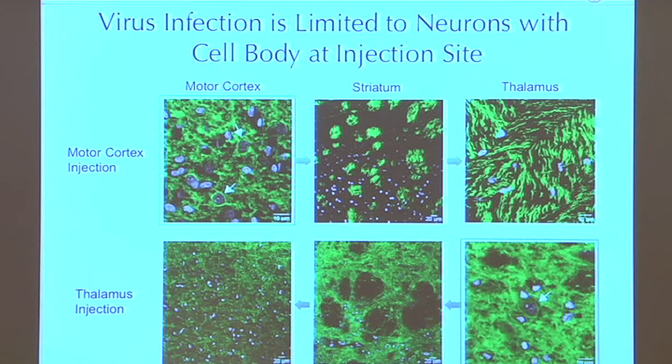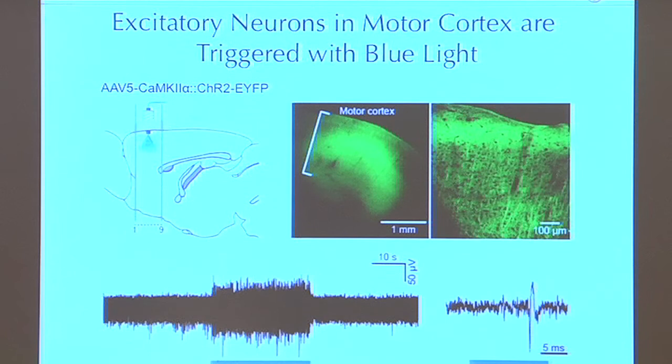So with this setup, what we first aimed to do was to trigger the excitatory neurons in the motor cortex with blue light. This setup consisted of injecting this virus into the motor cortex. Here, with fluorescence and confocal microscopy, you can see this ex vivo validation that indeed these areas expressed channel rhodopsin. And also, with an optical fiber coupled with an electrode inside the motor cortex, you can see that the blue light triggers responses, excitability within this region.